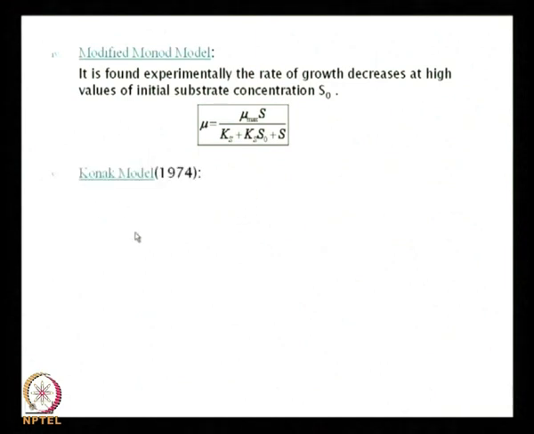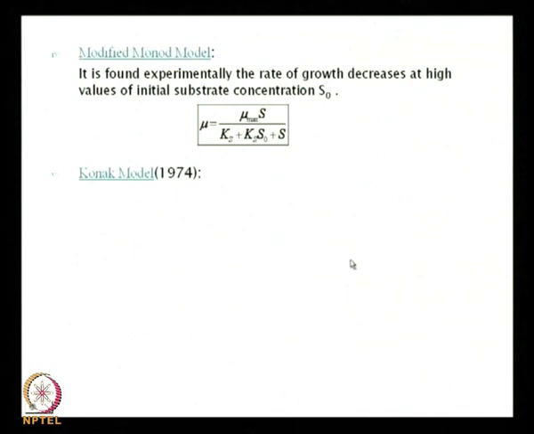The rest is fine, that is the mu max, that is dx/dt is still equal to mu times x, where mu instead of mu max S over Ks plus S is given as mu max S over Ks plus S plus Ks S naught. So, this is a modified Monod model, and it sometimes works because too much nutrient is not good either, too much of a substrate concentration is not good either. Okay.